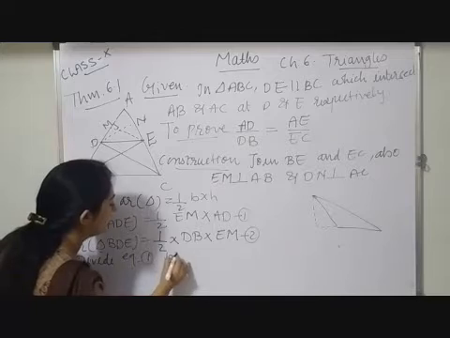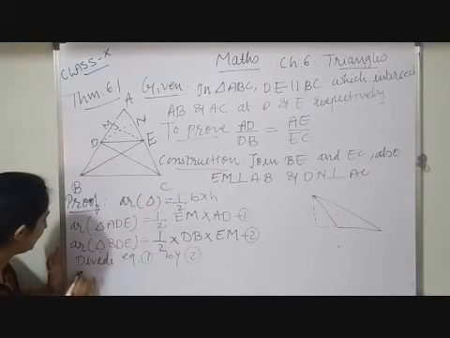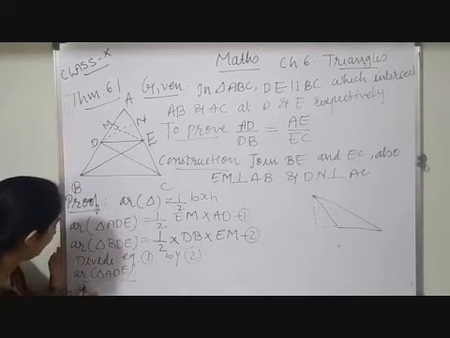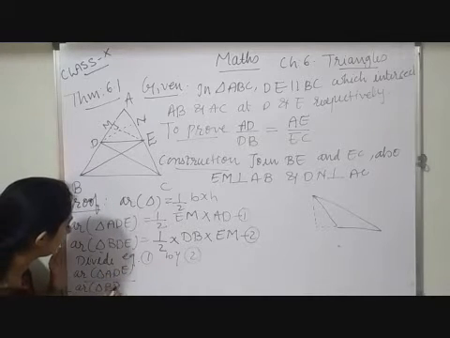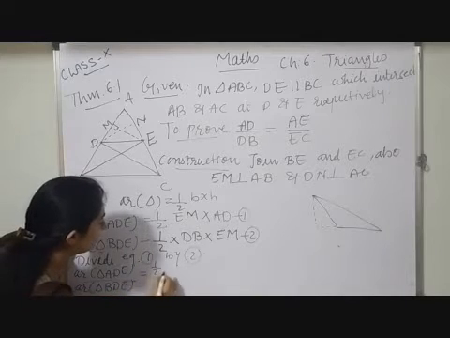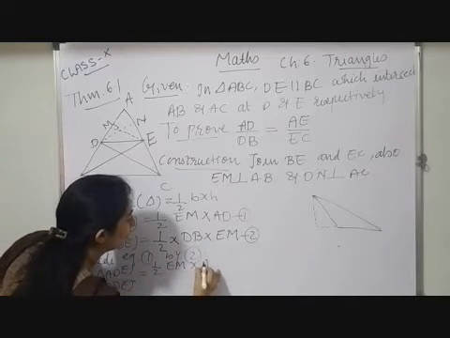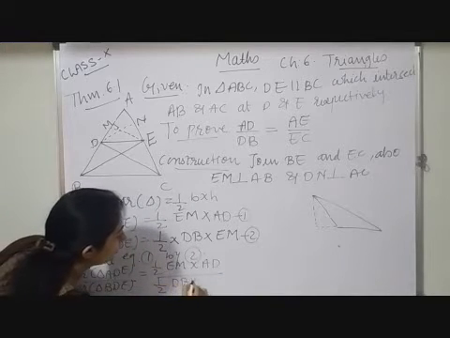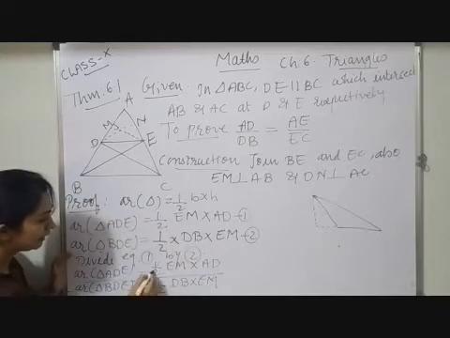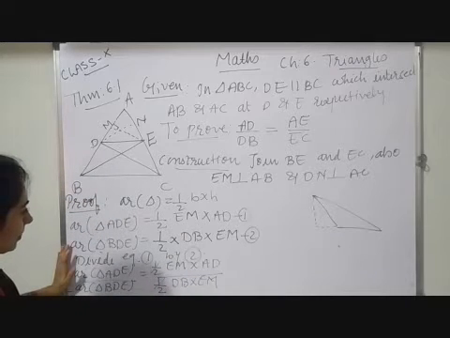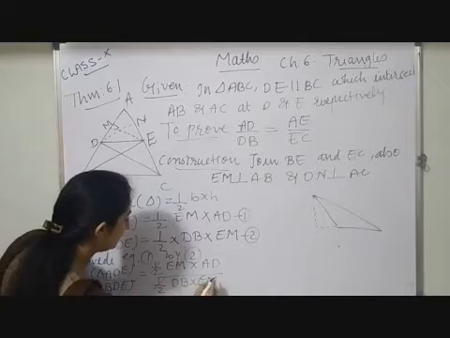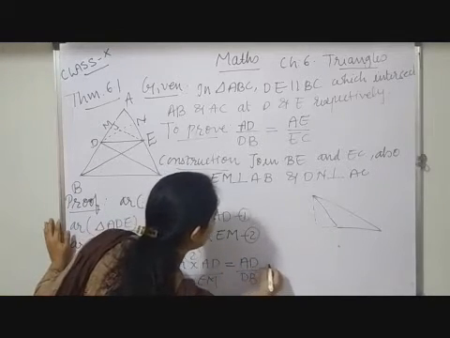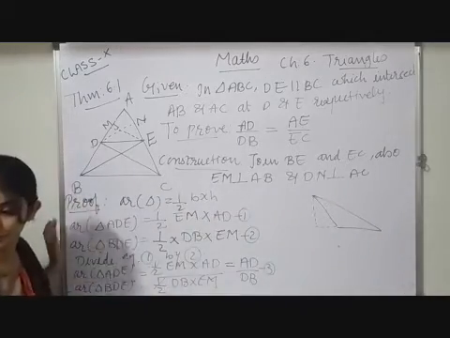If I divide equation 1 by 2, what will I get? I get the area of triangle ADE upon the area of triangle BDE is equal to half EM into AD, whole divided by half DB into EM. Half will cancel out, EM will again cancel out. So now you have AD upon DB. Let this be equation number 3.